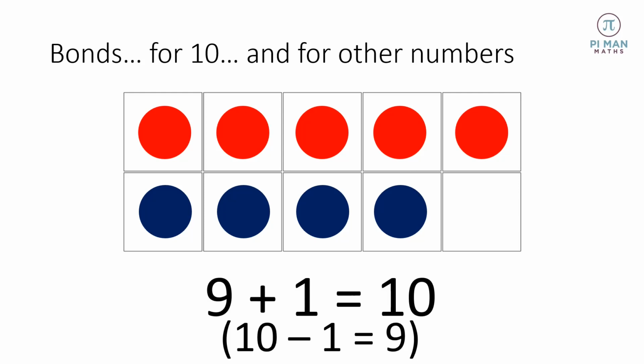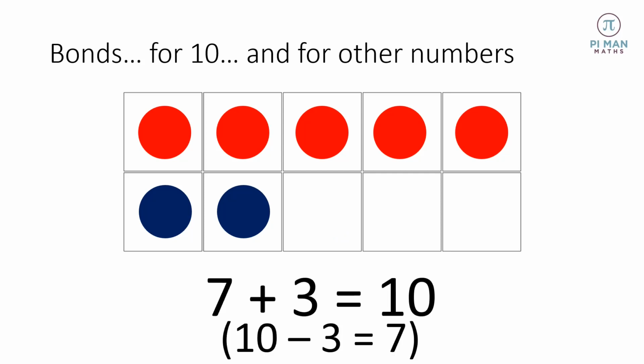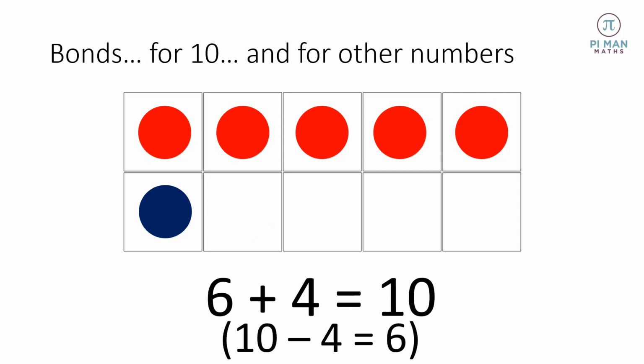9 plus 1 equals 10. Or 10 minus 1 equals 9. These are the pairs, aren't they? 9 plus 1 is the pair of numbers. So the bonds to 10 are 9 plus 1 in this instance. Here's 8 plus 2. 7 plus 3. 6 plus 4.